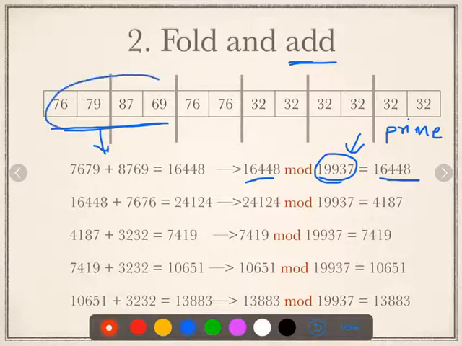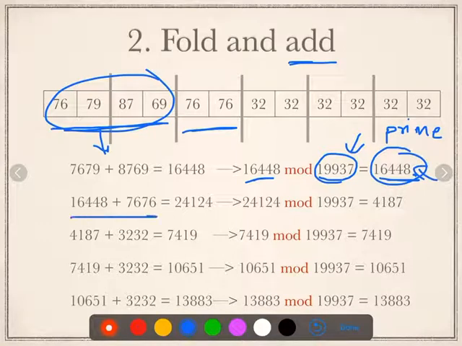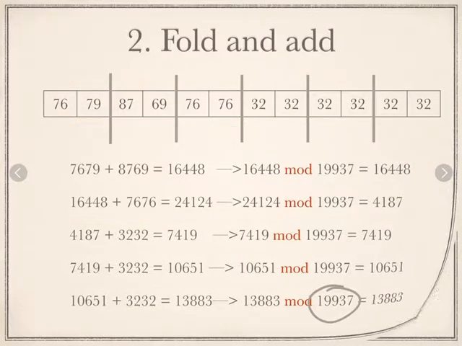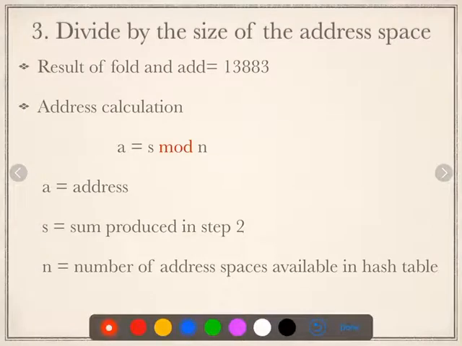Since you are done with the first 2 numbers, we are going to take the next number, that is 7676, and we are going to add this to the value available here. Once you get this, you are getting a different number. Again, for each step you are doing a modulus to make sure that it does not cross the maximum integer number. Every time until you reach the end of your key, you are going to do the same operation. So by the end of this particular step, we are getting the value 13883. The last step is to divide by the size of the address space.